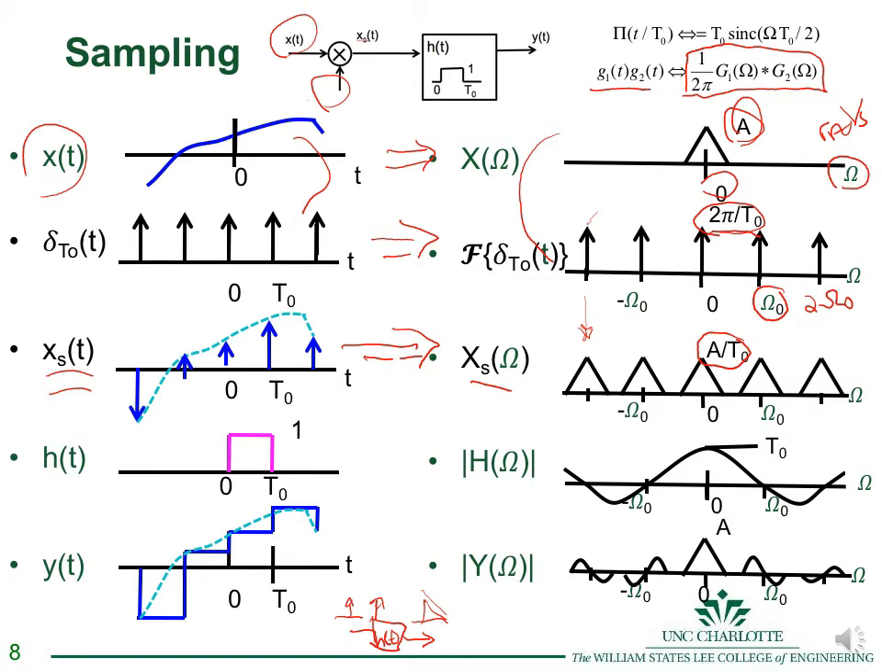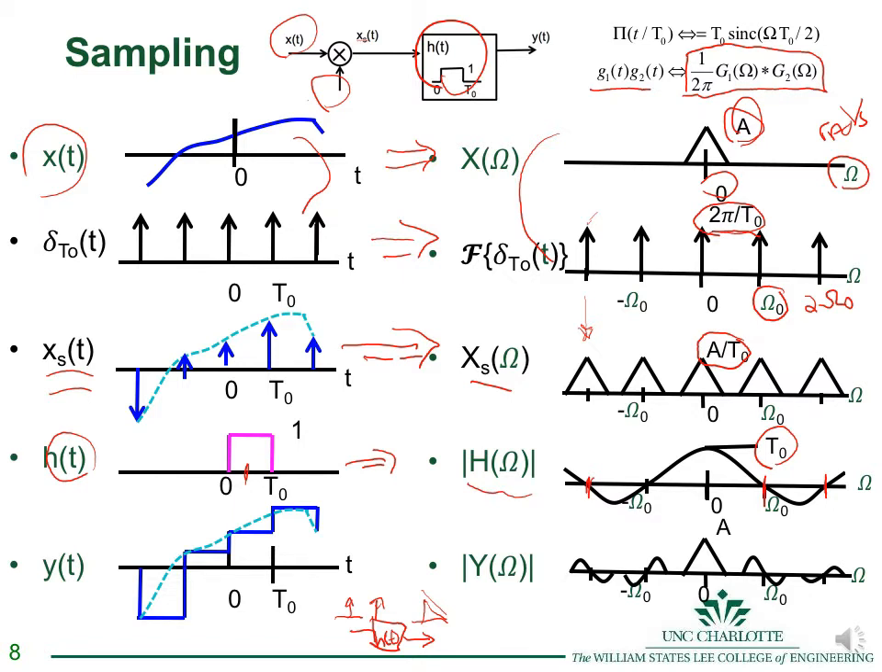So the next stage is our rectangular pulse, h of t, which is the response. And so the Fourier transform of h of t is a sinc function. It has a sinc type magnitude with peak t0, and crosses through 0 at multiples of omega 0. It does have a phase shift since it's not centered at 0, and so we plot the magnitude of it here.